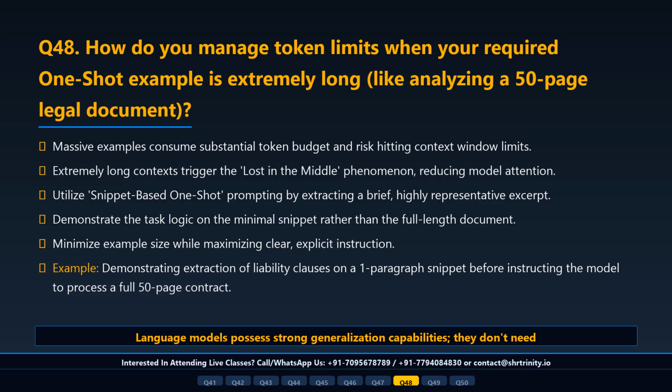Suppose our end goal is to extract liability clauses from a huge contract. In our one-shot prompt, we isolate a single paragraph containing a typical liability clause. We present that snippet as the example input and show the desired extracted JSON output. Then, in the actual task execution step, we pass the real 50-page contract. The model observes the extraction logic demonstrated on the one-paragraph snippet and smoothly generalizes that same logic across the entire multi-page document. You save thousands of tokens, cut costs, keep latency low, and maintain high accuracy.